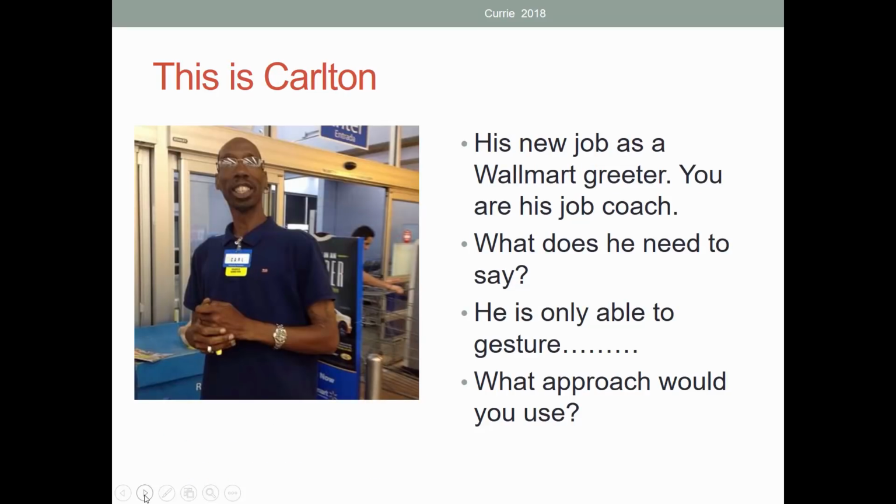Included in your post will be a posting about Carlton. He is a Walmart greeter. What does he need to say? He's only able to use gestures. Which approach would you be using? The functional approach or the developmental approach? And what do you think you could teach him to do?